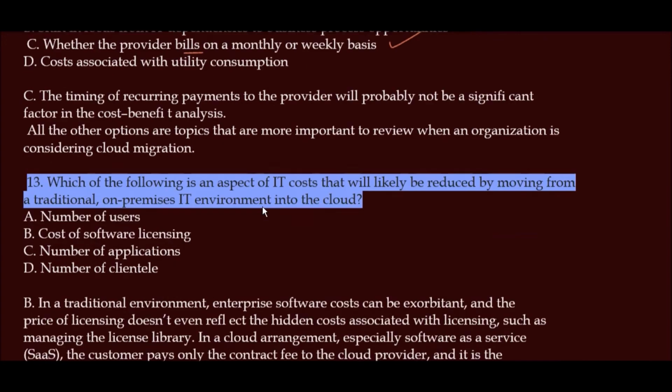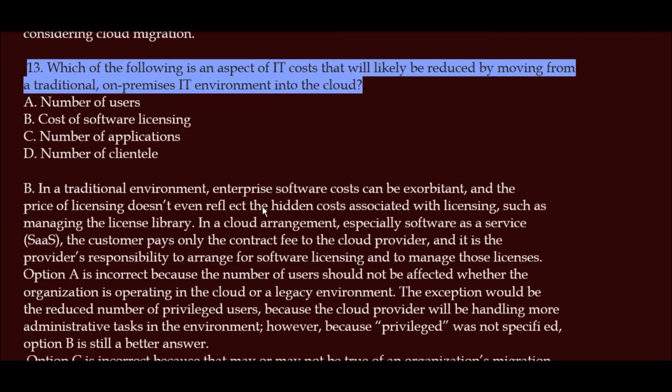Okay, next question. Which of the following is an aspect of IT cost that will likely be reduced by moving from a traditional on-premises IT environment into the cloud? Here, option A, number of users, option B, cost of software licensing, option C, number of applications, and option D, number of clientele. Here, the correct answer is option B, cost of software licensing.